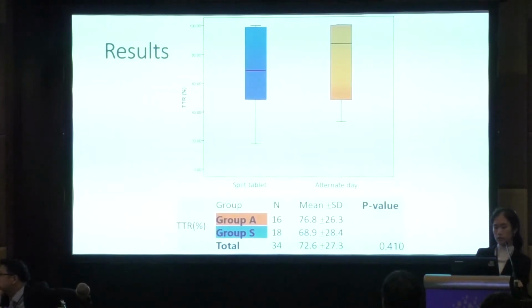The total mean TTR was 72.6%: 76.8% in the alternate day whole tablet group, and 68.9% in the split tablet group. The p-value is 0.41. That's not statistically significant.